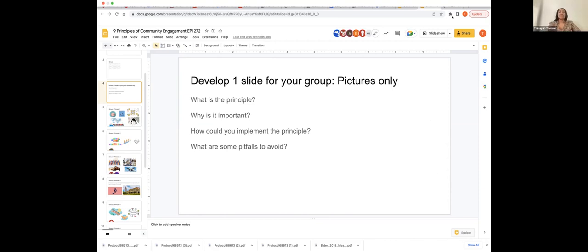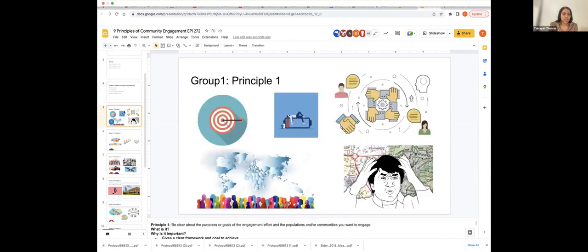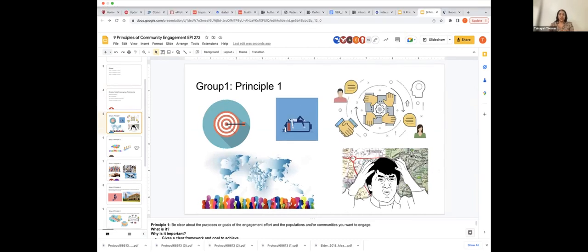Okay, perfect. Welcome back. As a brief refresher, this is what you're supposed to be talking about: the principle, why it's important, how you could implement it, and pitfalls to avoid. So I will go ahead and click here for group 1. Does group 1 want to start on principle 1 and tell us what you have here?